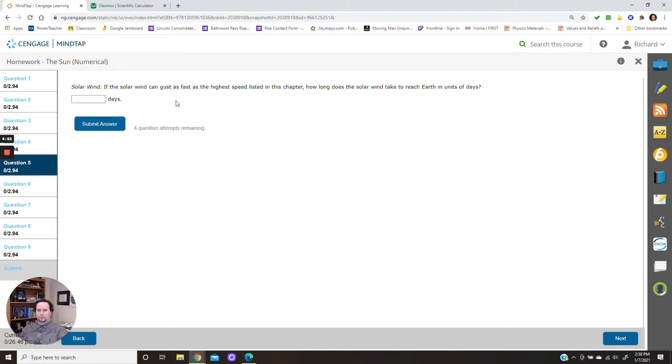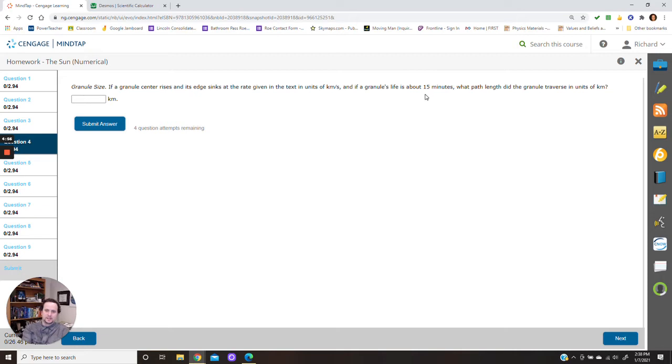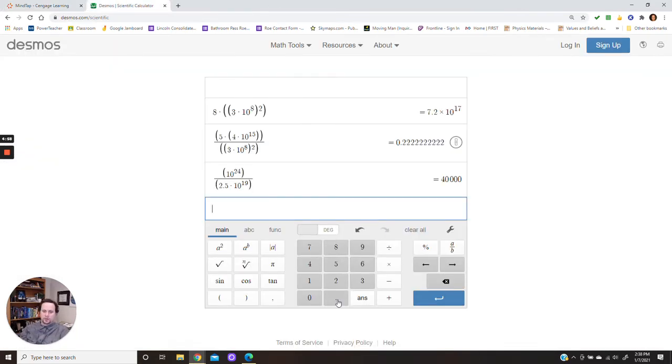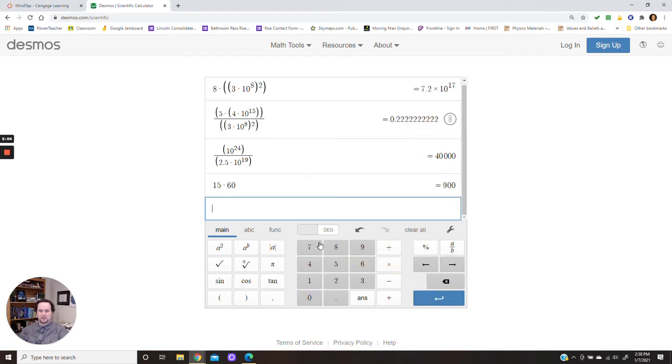Number 4. 0.4 kilometers per second for 15 minutes. Well, 15 minutes times 60 seconds per minute is 900 seconds. So 900 seconds times 0.4 kilometers per second. The seconds cancel, leaving 360 kilometers.